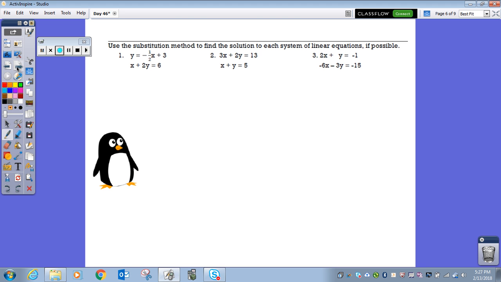I'm going to use this first equation. I already know what y is equal to, right? And so I don't have to do a whole lot here. So I'm going to plug y into the second equation. And so here's my second equation, x plus 2y, but we know what y is already. I'm going to substitute that in. Negative 1/2 x plus 3 equals 6, right? And so I'm plugging that in for y, okay?